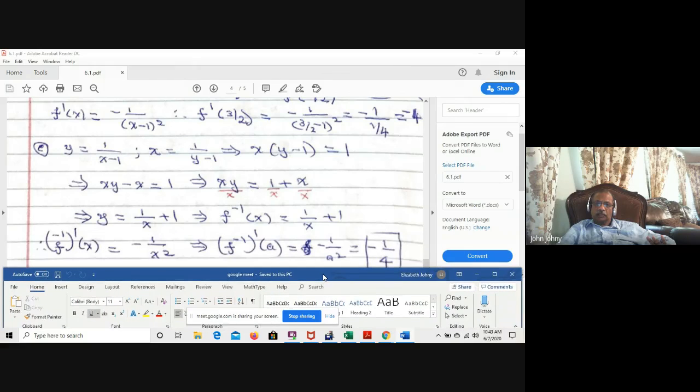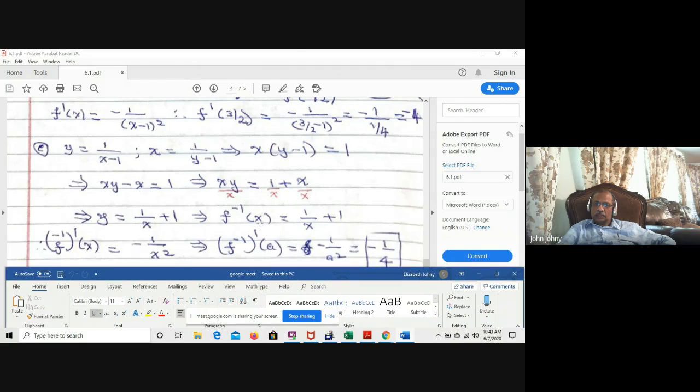Now you differentiate this. When you differentiate this, the derivative of 1 over x is negative 1 over x square. The derivative of 1 is 0. So negative 1 over x square. And replace x by a. What was a? a was 2. So negative 1 over 2 square.